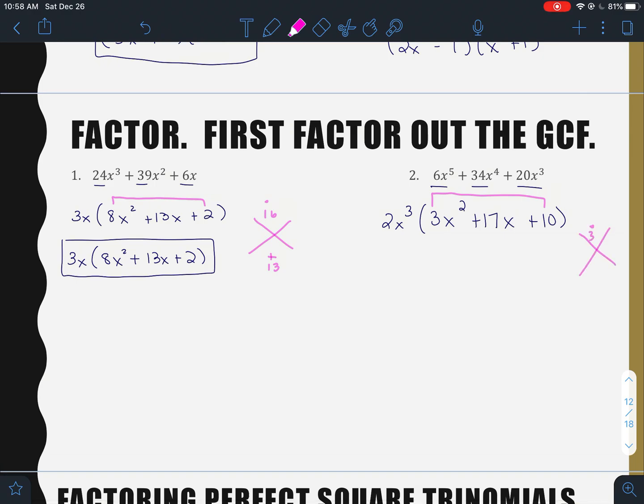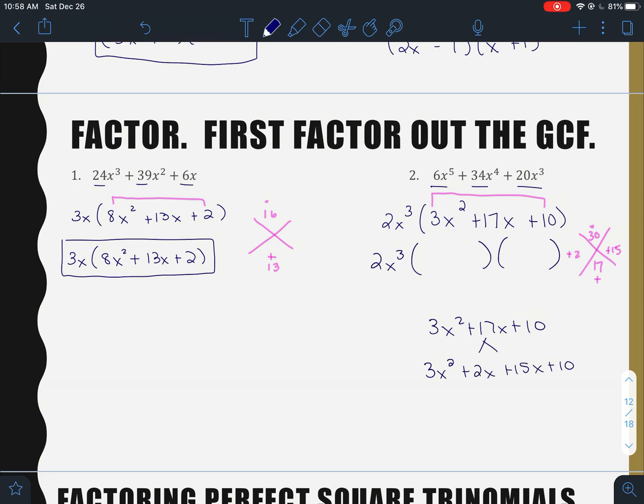So let's take the a times the c. Can you multiply to 30 and add to 17? Well, the factors of 30 are 1 and 30, and 2 and 15 will work. So positive 2 and positive 15. So we're going to be able to factor that. We're going to keep the 2x to the third, and we're going to have 2 parentheses after that. So we have 3x squared plus 17x plus 10 that we need to factor.